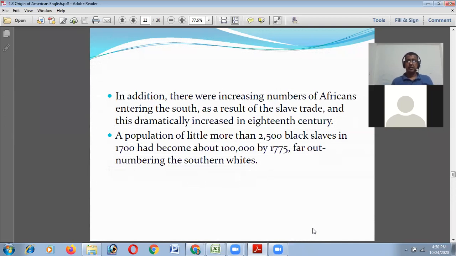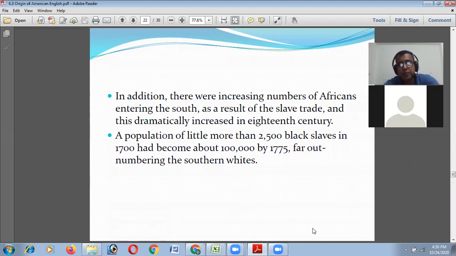We know that after getting independence, and at the time of the British colony, many African people, especially black people, were caught and sold to America as slaves. That was also a very profitable business for the people, especially the sea voyagers and adventurers. They had such a business, that is the slave trade. In such a way, many African people went to America as slaves, and this dramatically increased in the 18th century.